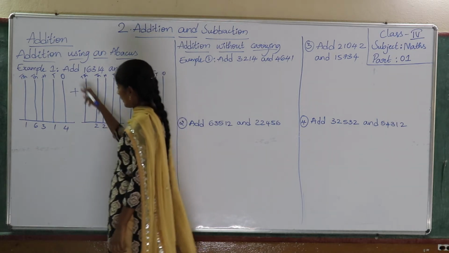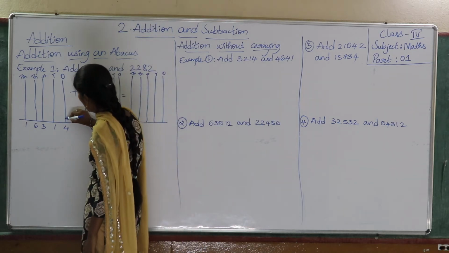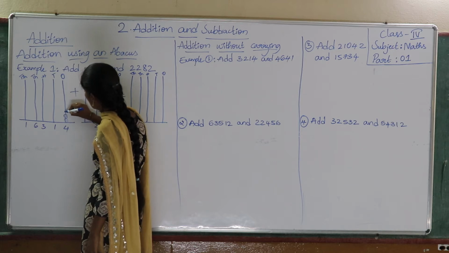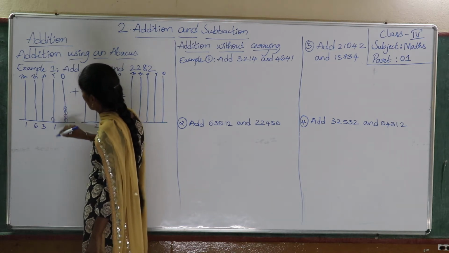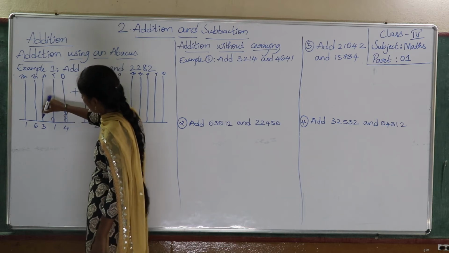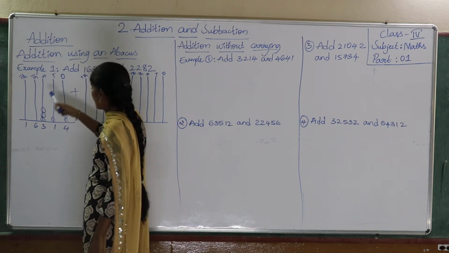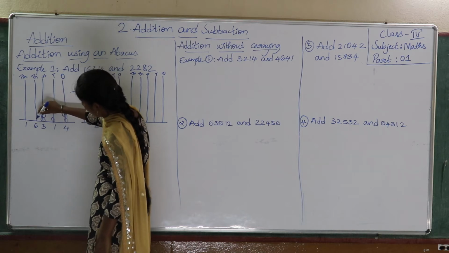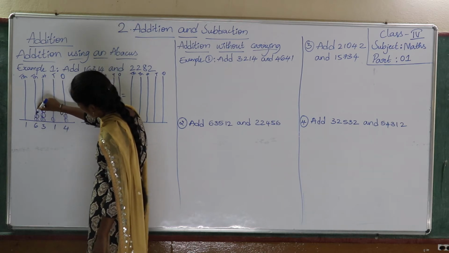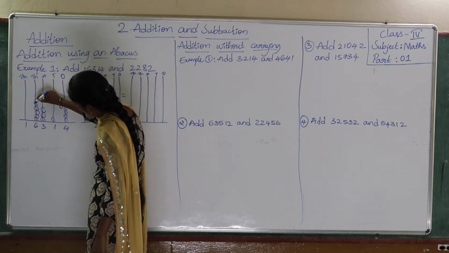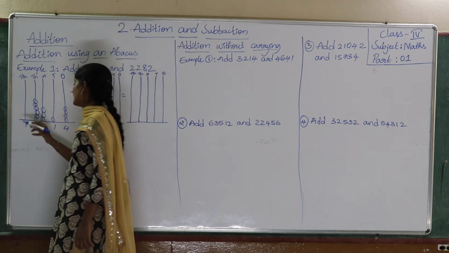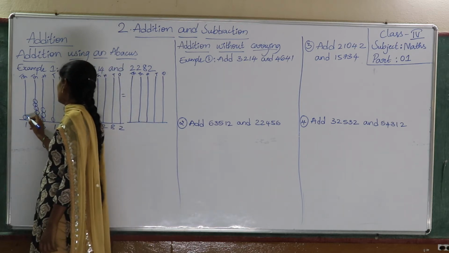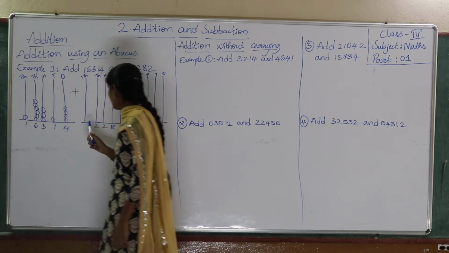Now ones place 4. So draw 4 beads. 1, 2, 3, 4. Tens place 1. So draw 1 bead. Next, hundreds place 3. Draw 3 beads. 1, 2, 3. Next, thousands place 6. So draw 6 beads. 1, 2, 3, 4, 5, 6. Next, 10,000 place 1. So draw only 1 bead.